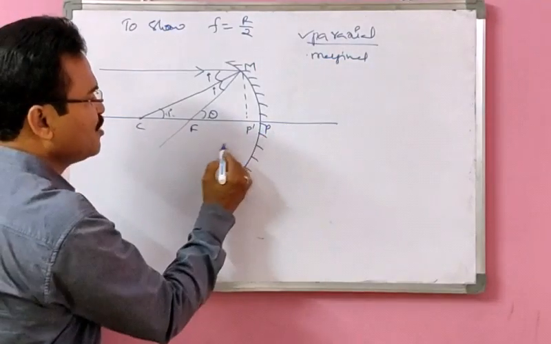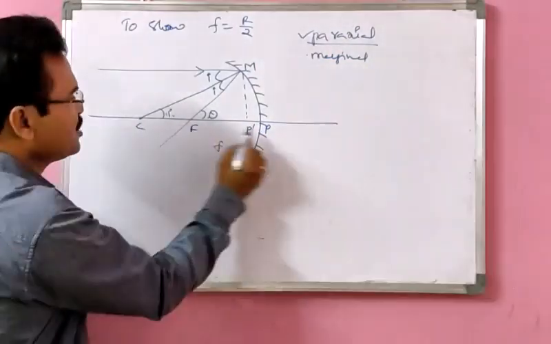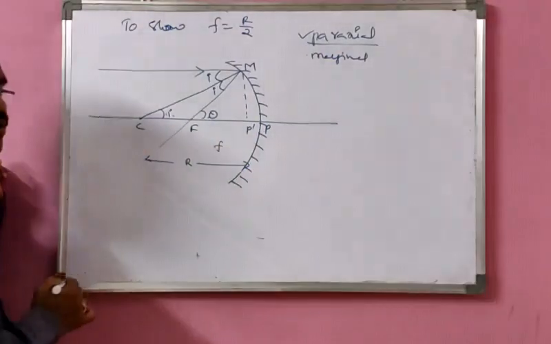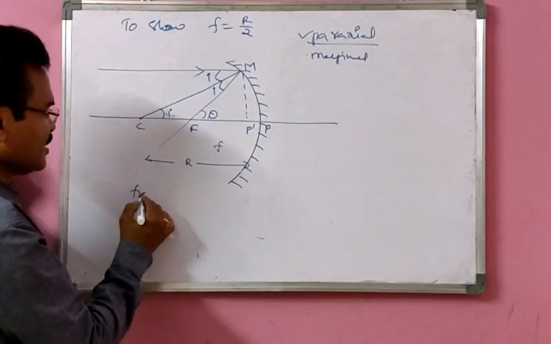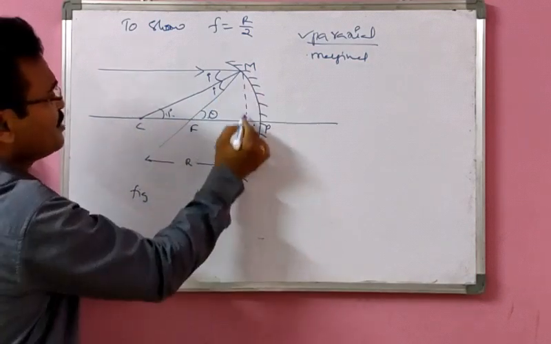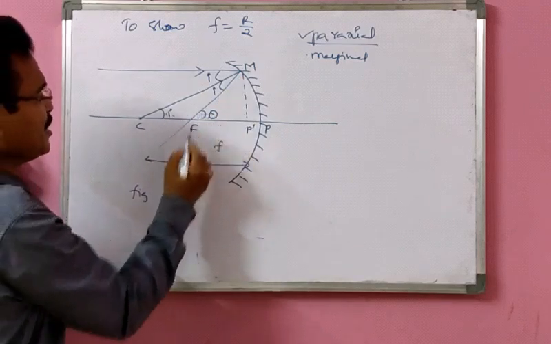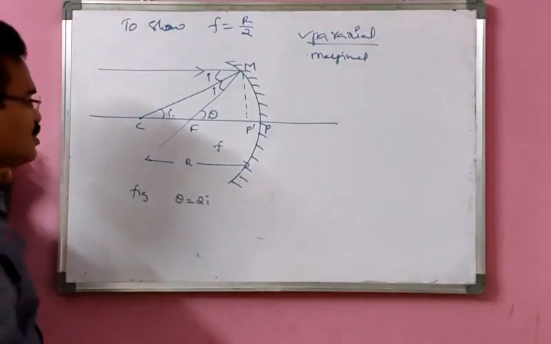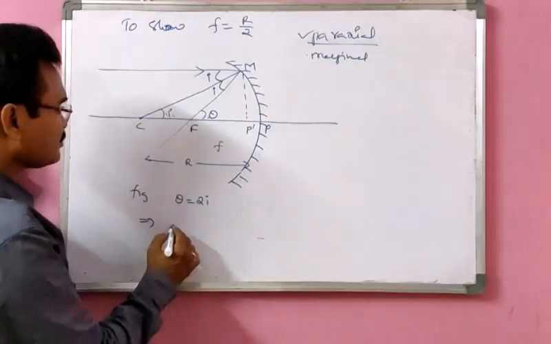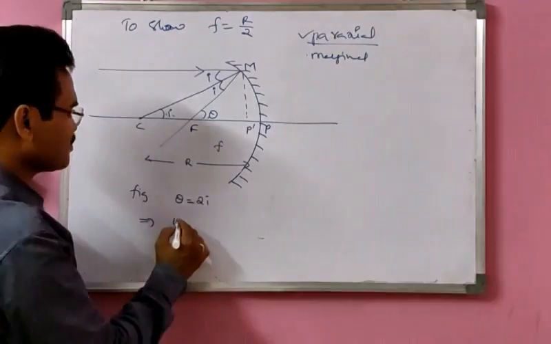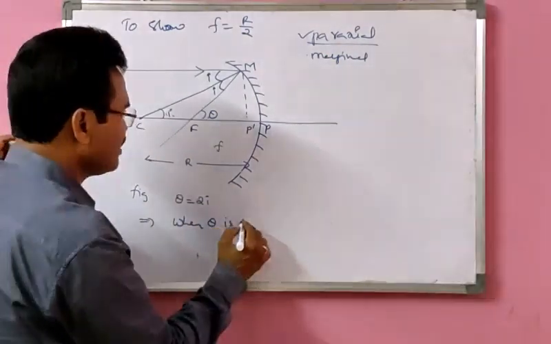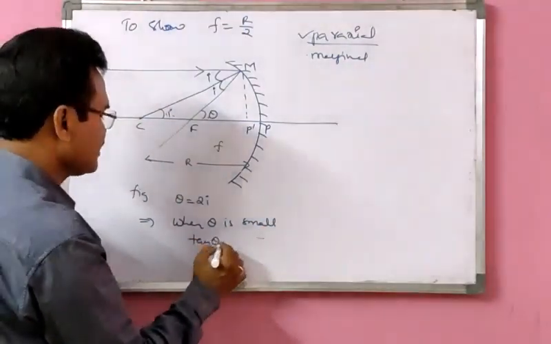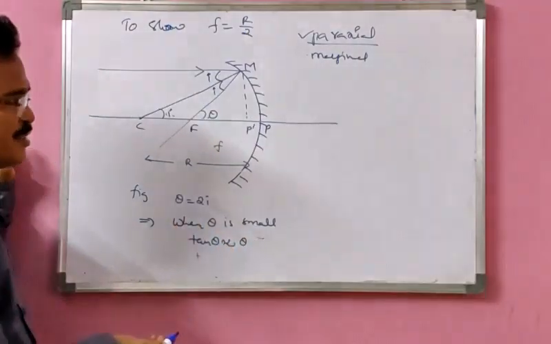And from F to P, what is it called here? F, the focal length. And from C to P dash, it is called the radius of curvature R. From this figure, what can we write? There is one triangle here, so theta equals 2i. If we write tan theta and tan 2i, when theta is small, tan theta equals theta, or theta equals tan theta.